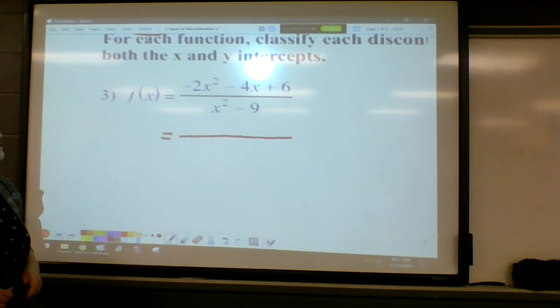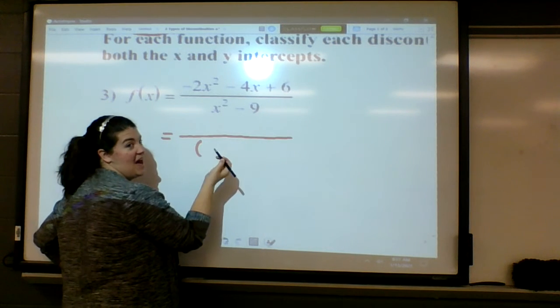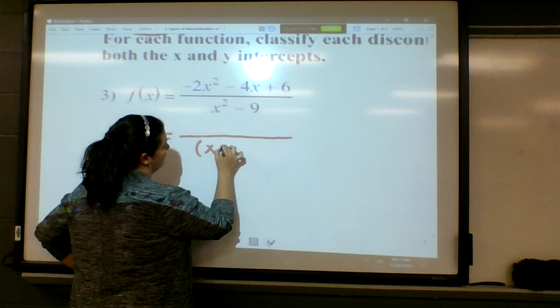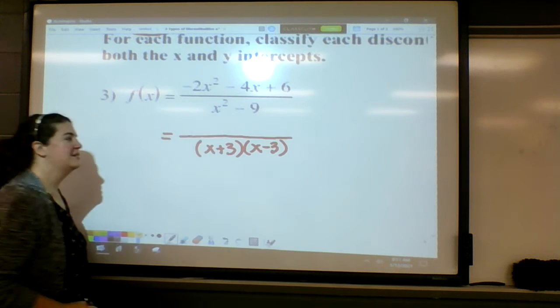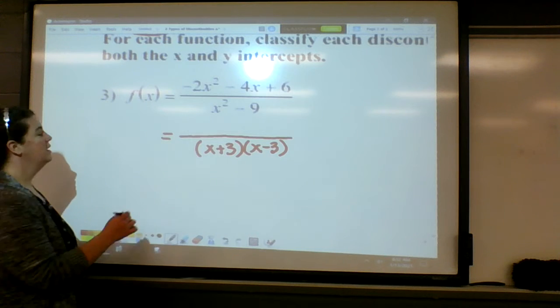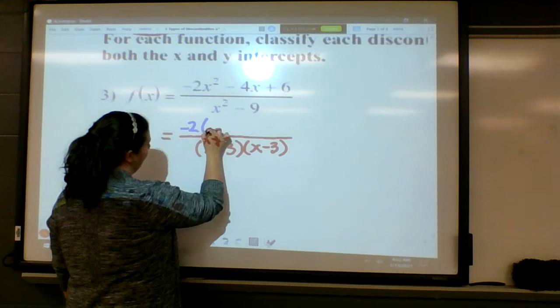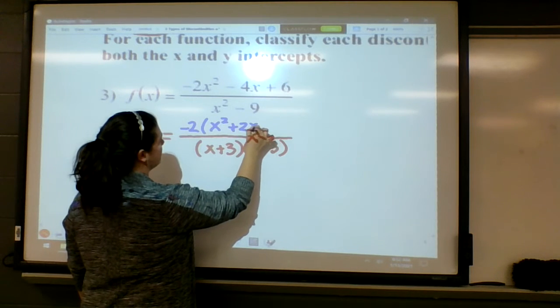All right, which one would you like to factor first, the top or the bottom? The bottom, because it's the easiest? Because it's a difference of squares. So x plus 3 and x minus 3. And then now you have to mess with the top. What should we do on the top? There's a greatest common factor there. What's the greatest common factor? -2. And what's left over would be x squared plus 2x minus 3.